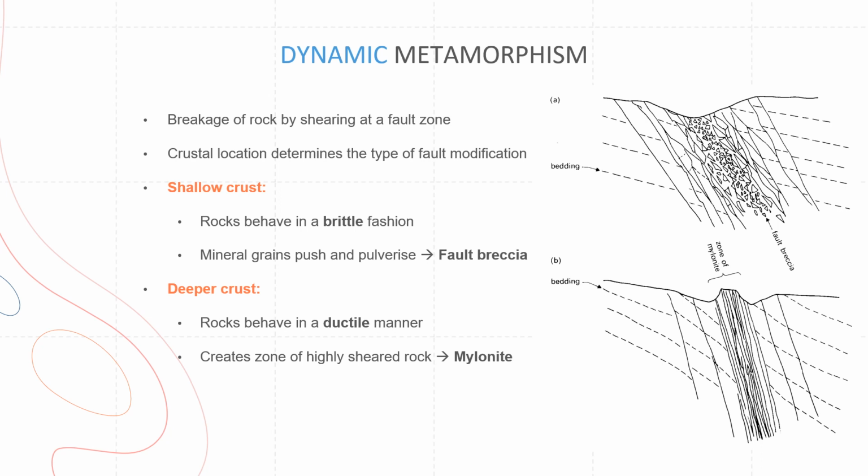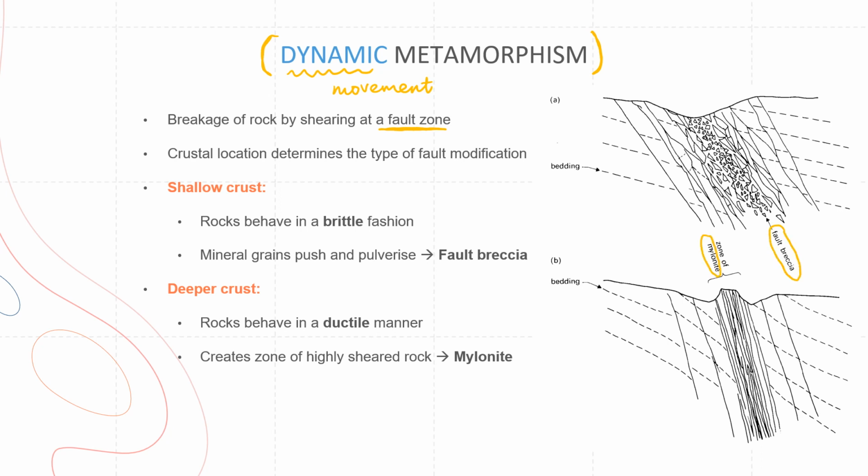The next type on our list is dynamic metamorphism. So from the name, we can deduce that dynamic means that it involves some kind of movement. So this is usually found near fault zones, and it refers to the breakage of rock by shearing at fault zones. So we will find fault breccias and mylonite.